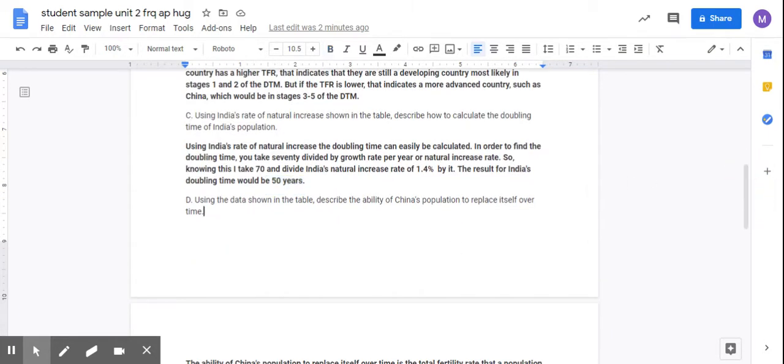All right, we're going to run into the next page here. It says using the data. All right, so now we got to use the table. We got to use the stimulus. Describe. There's another verb. That's big on this one. Describe the ability of China's population to replace itself over time.